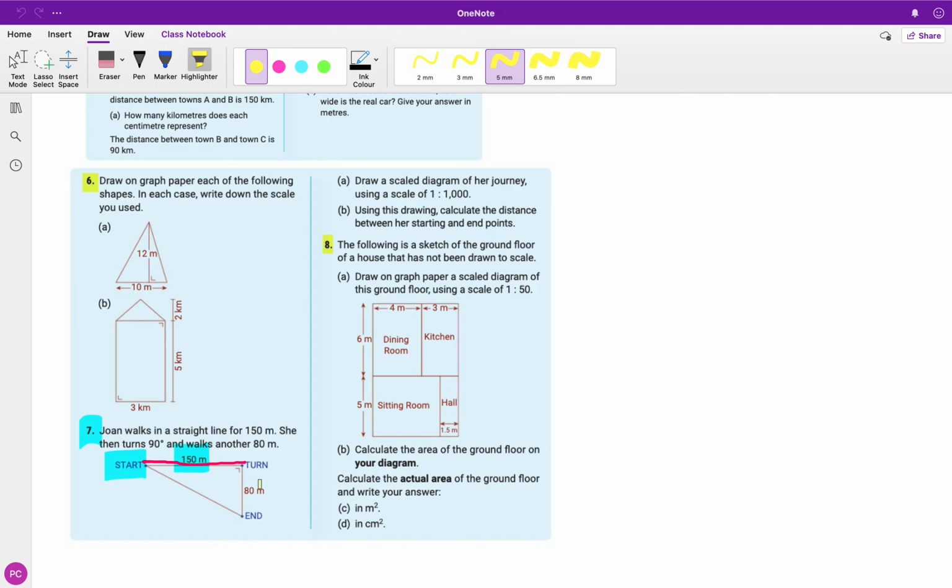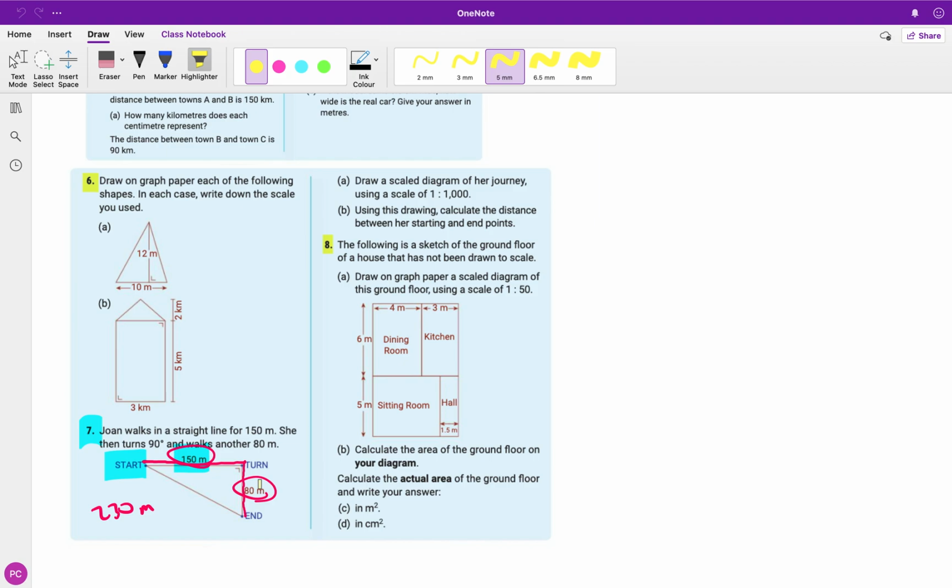Then she turns 90 degrees and walks another 80 metres. So the red line is his walk, and he walks 80 metres. Fair enough. So 150 and 80. I don't know what the sum is yet, but I'm thinking his total walk is going to be 230 metres. Total walk. I don't know what the question is, but we'll have a look in a second.